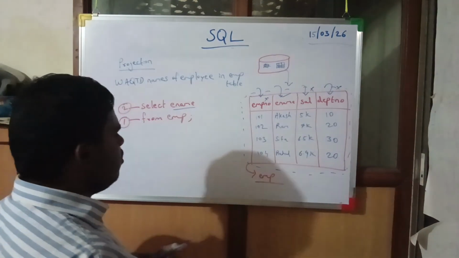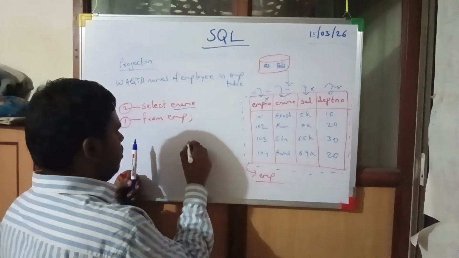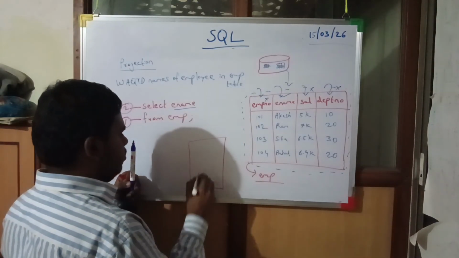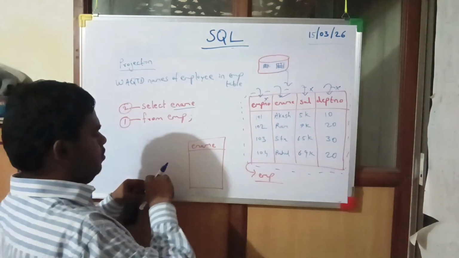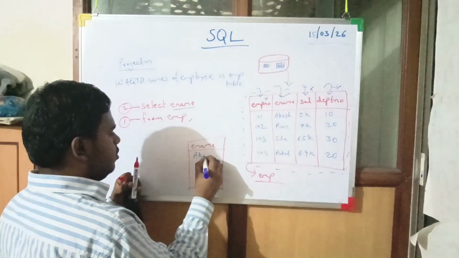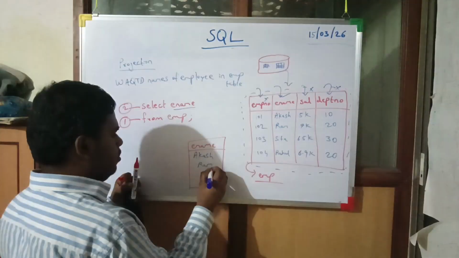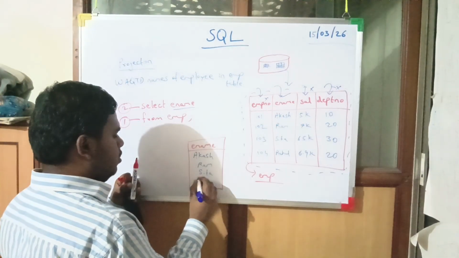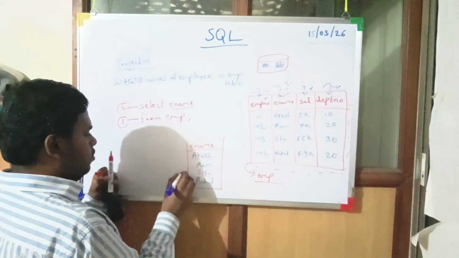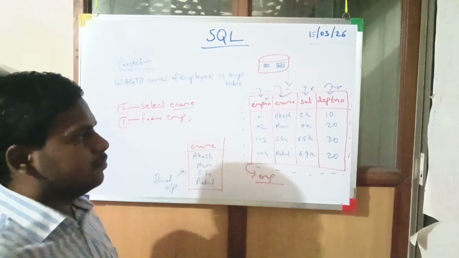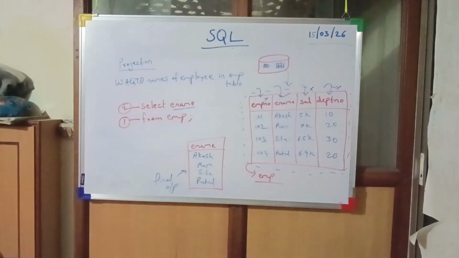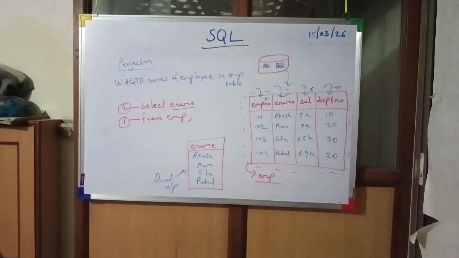So our final output will look like this: ename, Akash, Ram, Sita, Rahul. So this is the final output. I hope you have got it. Is the board visible? Okay, the board is visible, no worries.